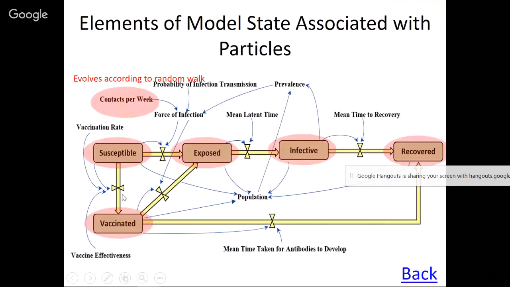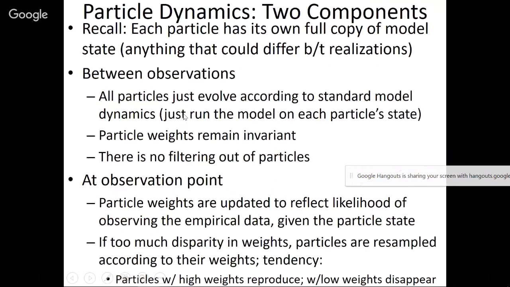So we have these particles evolving. Maybe this transition is associated with some stochastics, or these are associated with stochastics, changes in contacts per week. And that leads to stochastic influences on the changes here. So even if two particles started the same after the last observation, they increasingly diverge because of stochastics.